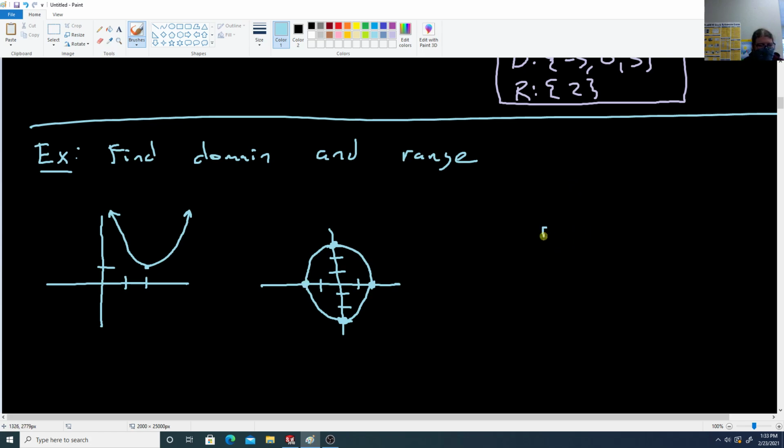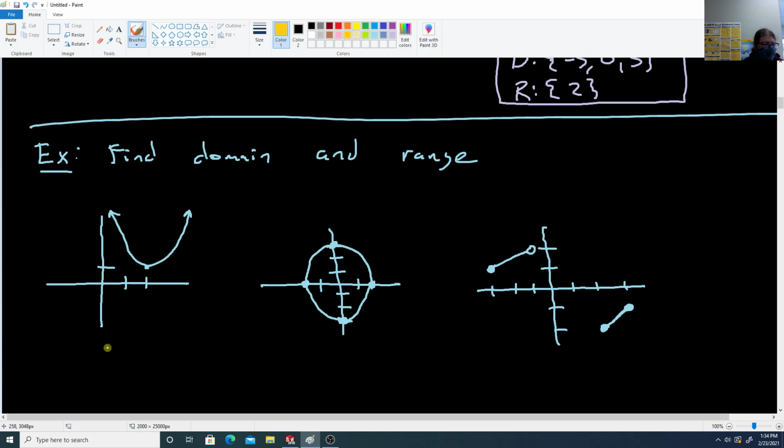The third one is going to be made up of a couple line segments. So we'll have closed circle here to open circle here. And then down here, we'll have closed circle down there, up to closed circle here. Okay, so we just want to find the domain and range on these.